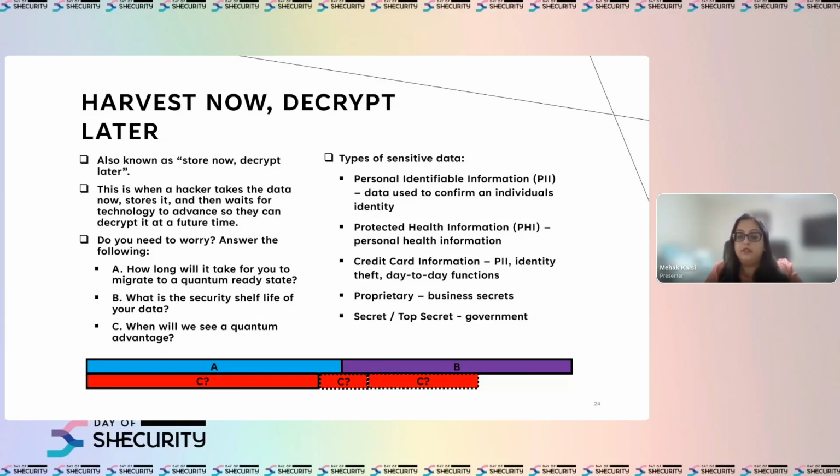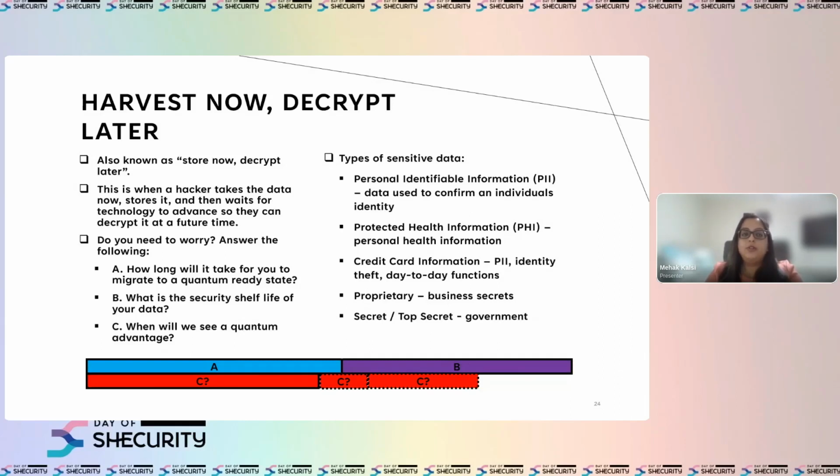And that could affect our financial markets and could be devastating to us as a country as a whole, correct? And of course, with the secret, top secret, and government data, that's always a risk. Defense secrets are huge. So I know we're running close to top of time, just a few more minutes.